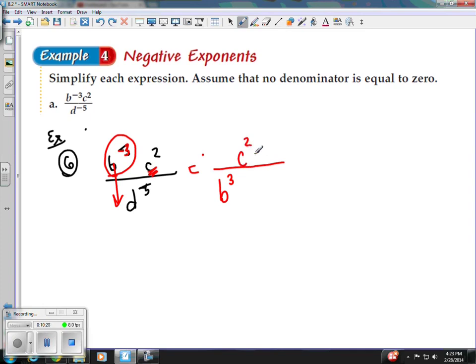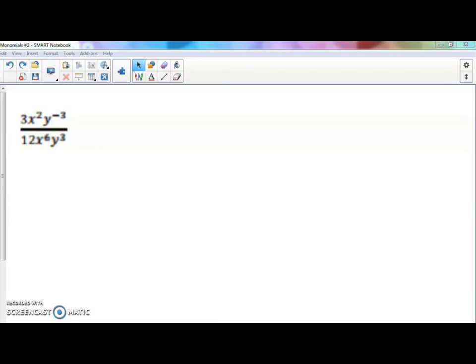Then our last variable to look at is d. So I have d to the negative 5th. His power is negative, so he doesn't want to be on the bottom part of the fraction. He wants to change his location and go to the top. So d, because he went to the top, is now to the positive 5th power. And that's our answer. We can't go any farther because they're all different variables.